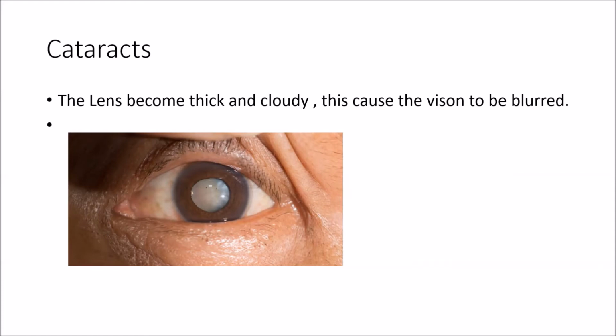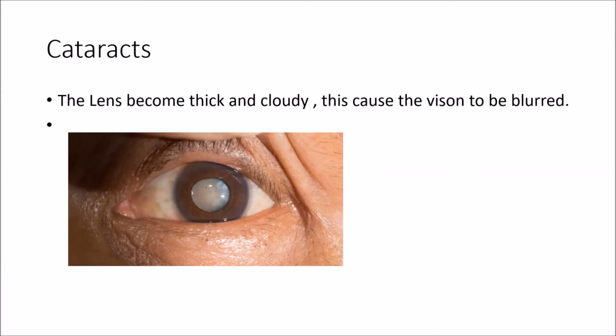Okay, so the lens becomes thick and cloudy, and this is going to cause the vision to be blurred. In a healthy person, their lens is supposed to be transparent. But with a person who has a cataract, their lens is becoming opaque. Remember we said opaque was the opposite of transparent. If something is opaque, then the light won't be able to pass through it.